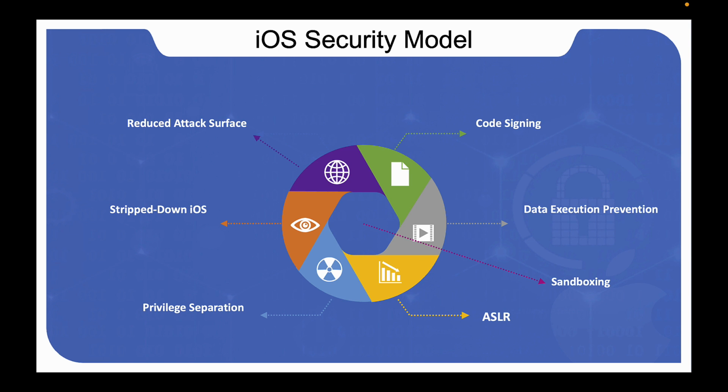ASLR, or address space layout randomization. As discussed earlier, the way attackers try to bypass DEP, data execution prevention, is to reuse existing code snippets. However, to do this, they need to know where the code segments they want to reuse are located. So ASLR makes this difficult for them by randomizing the location of the objects in memory, which makes it very hard for them to execute code.